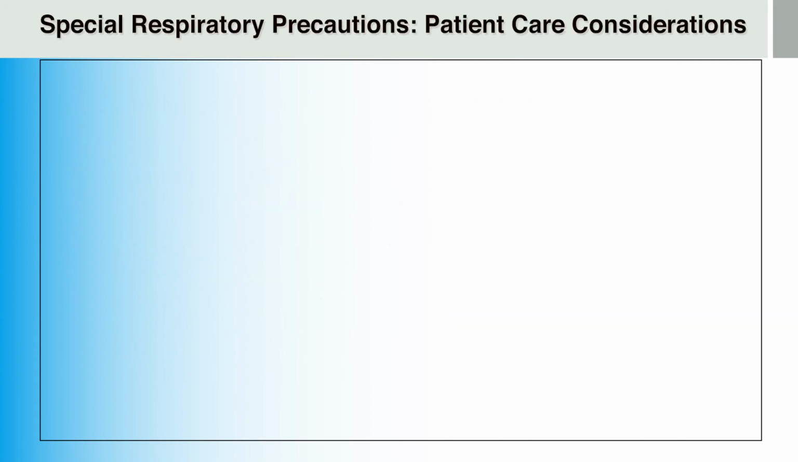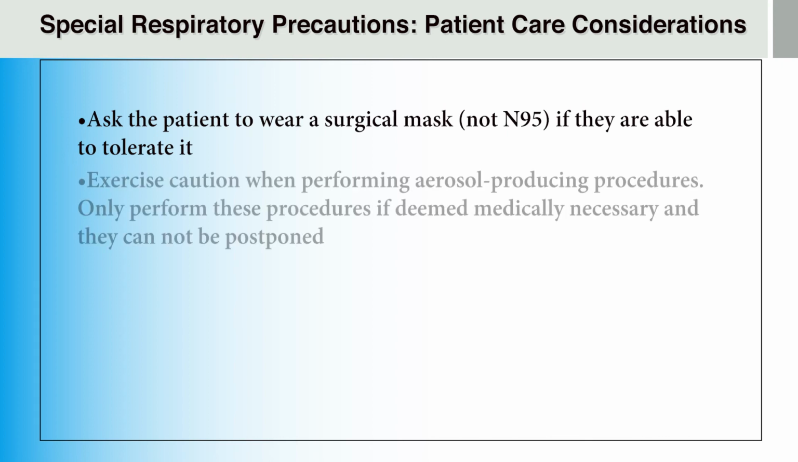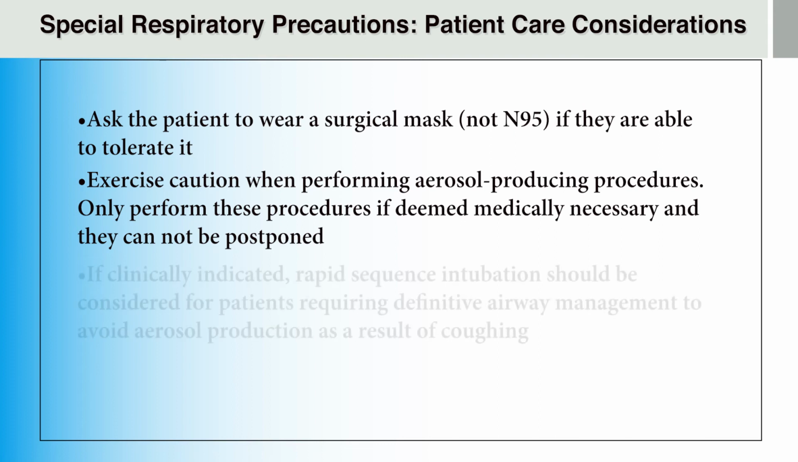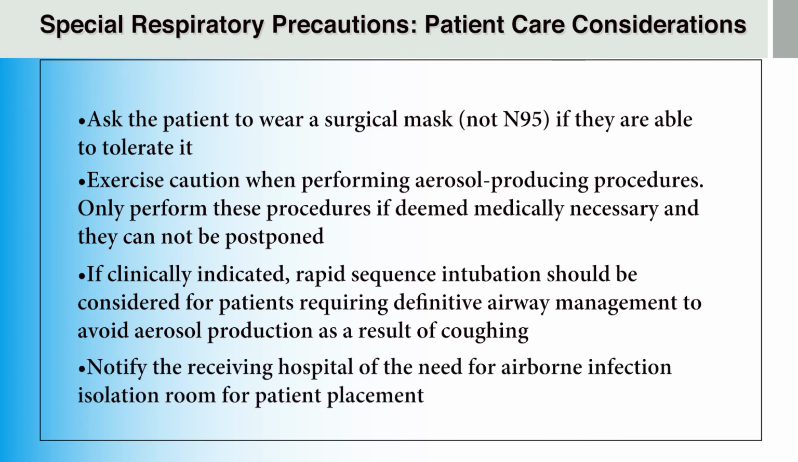When providing care to a patient who requires special respiratory precautions, pre-hospital providers should consider the following in order to reduce the risk of disease transmission. Ask the patient to wear a surgical mask. Exercise caution when performing aerosol-producing procedures. Only perform these procedures if they are absolutely necessary. Notify the receiving hospital of the possible need for special respiratory precautions or an isolation room.